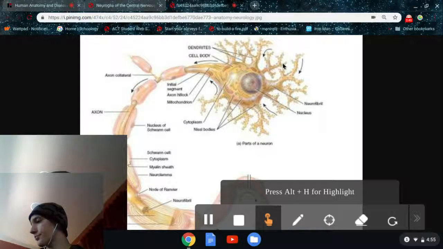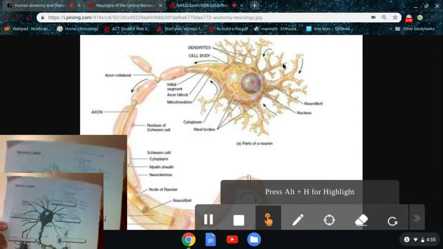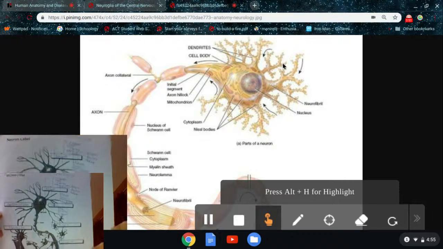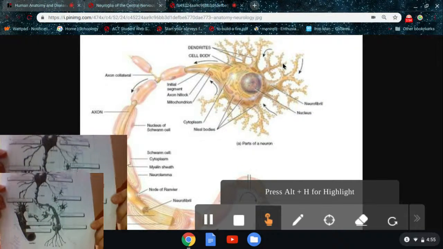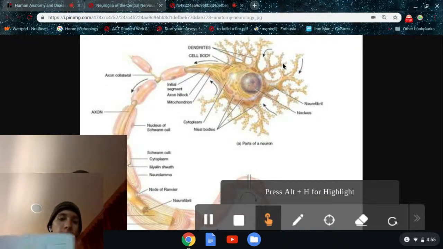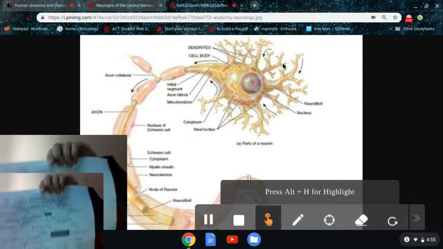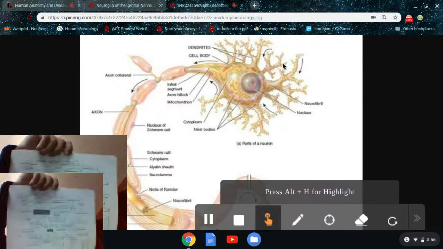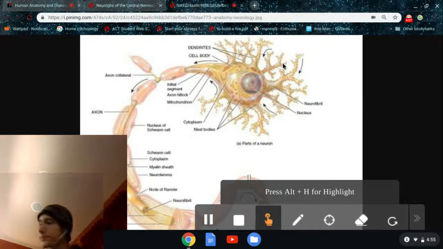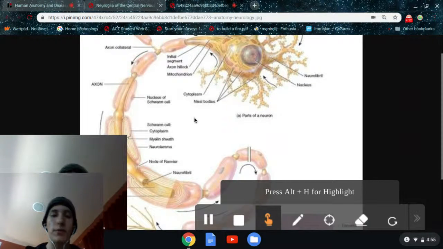I have some notes here that I'm going to show to you guys in case you're pressed for time. And so remember, a neuron isn't the only cell we have to worry about on this test. We also have to worry about the neuroglia, which support it. But first, we're going to talk about how a neuron works.